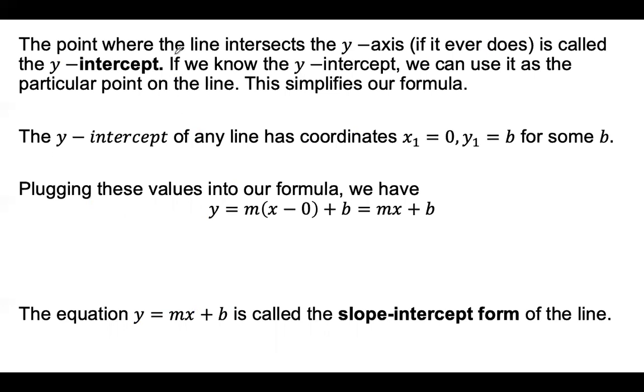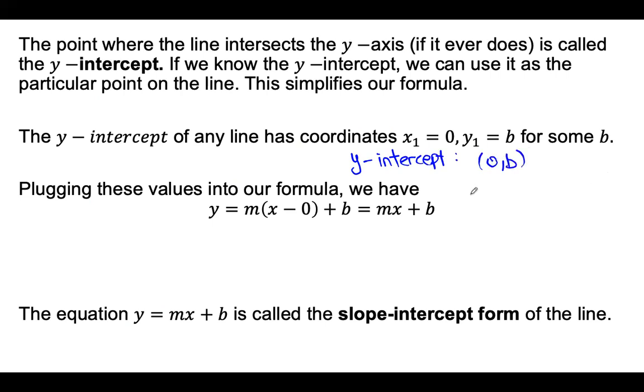The point where the line intercepts the y-axis, if it ever does, is called the y-intercept. If we know the y-intercept, we can use it to find a particular point on the line, exactly what he just asked. So this simplifies our formula. The y-intercept of any line has the coordinate x1 equal to 0 and y1 equal to b for some b. So this is basically that y-intercept formula that you probably know. So this would be 0 and b.